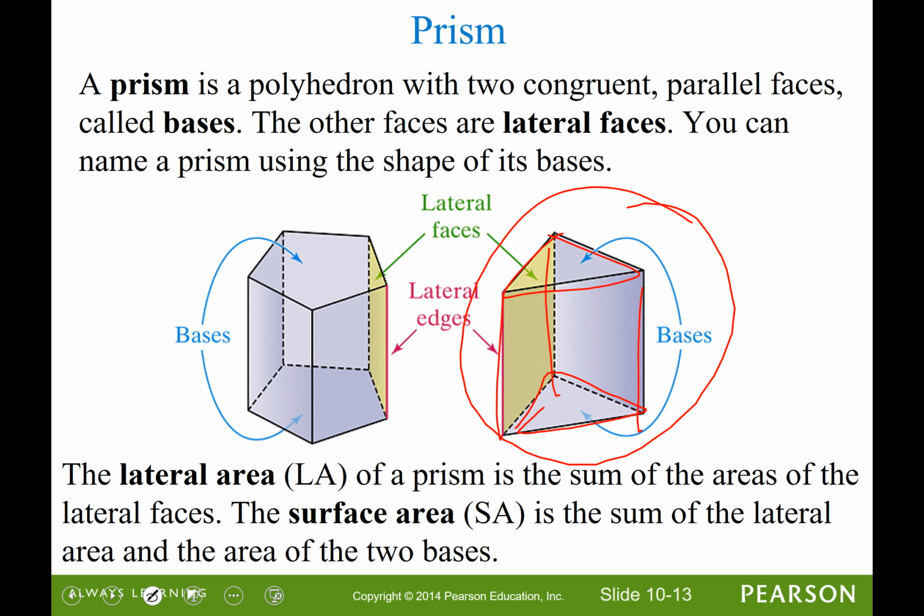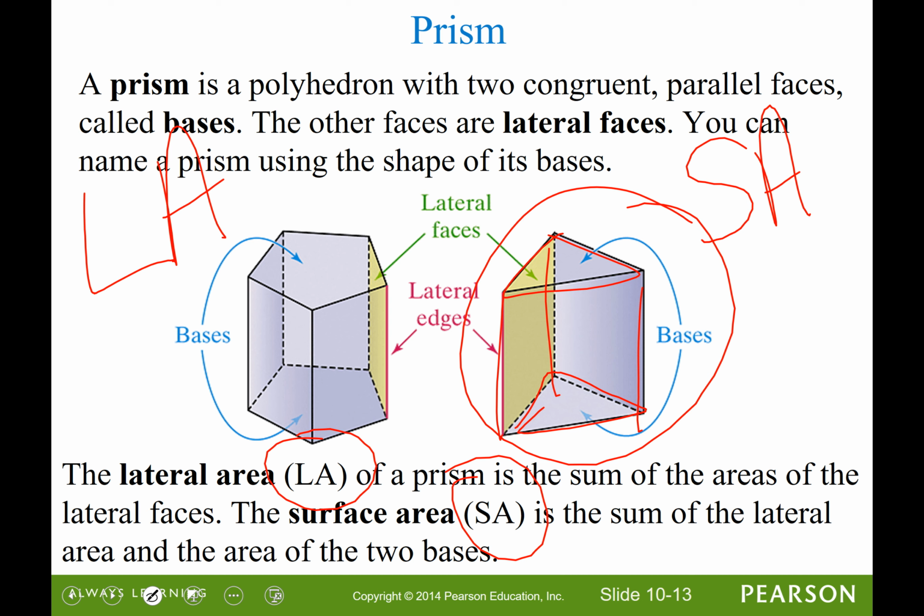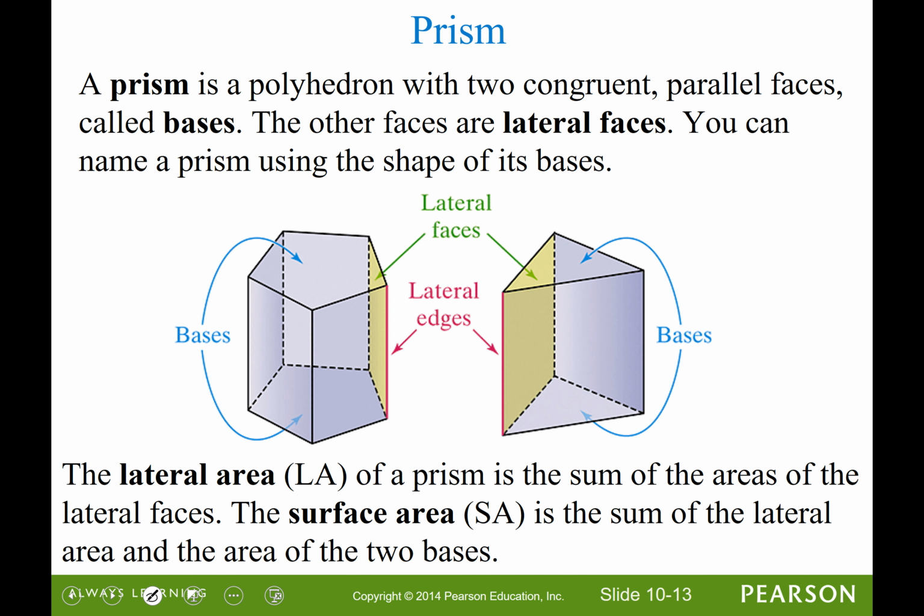All right, the lateral area. For lateral area, we're going to use capital L, capital A. Lateral area of a prism is the sum of the areas of the lateral faces. Notice that does not include the bases. The surface area, capital S, capital A, is the sum of the lateral area plus the area of the two bases.